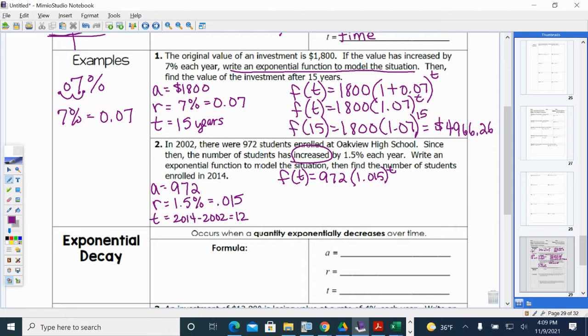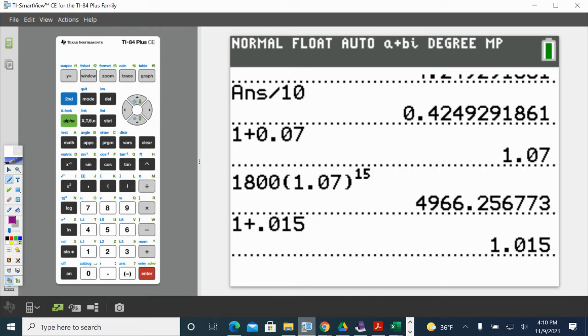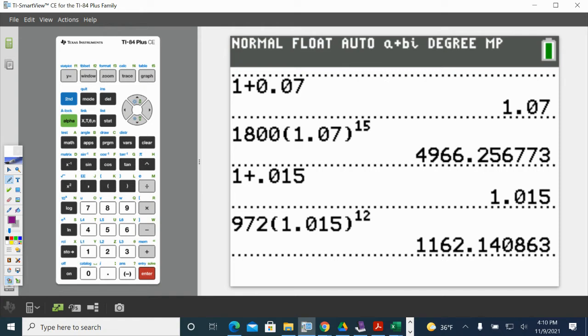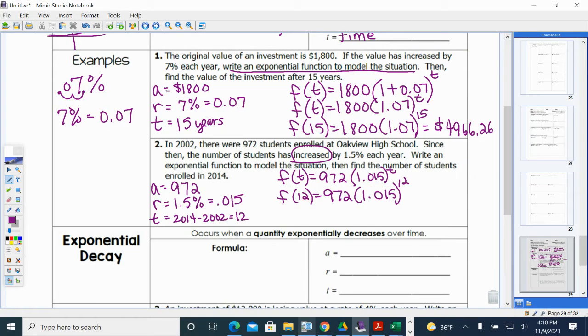And again, you're writing the function, and we could use this for anything. So the way that function is written, we could estimate how many students are going to be enrolled at Oakview High School in 2021, 2022. Using this function, we can do any number of years. But now we want to specifically do 12. So f of 12 is equal to 972 times 1.015 to the 12th power. And we get 1,162. Now that 0.14 is a partial student. We're just going to round to a whole number here, 1,162 students.